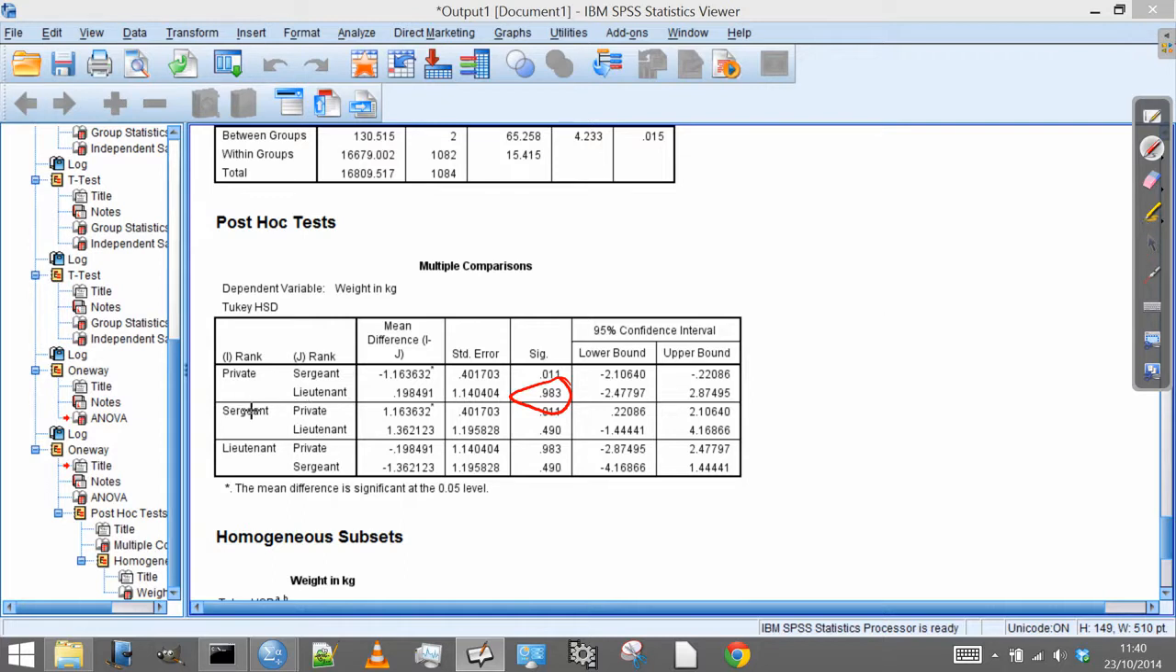And so on, you can go on, and you'll see that some of these are replicated. So the comparison here, Lieutenant Sergeant, has a p-value of 0.49, and here it's Sergeant to Lieutenant, 0.49. So there's replication because they've done every combination. Of course, some of those are the same. So now we can go through each of our null hypotheses.